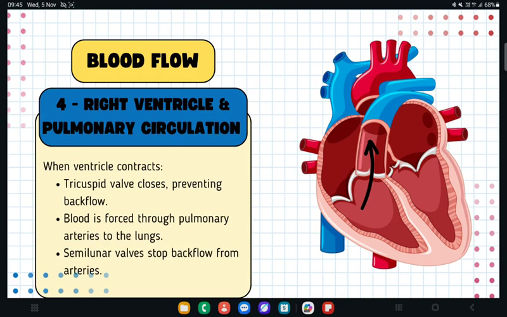The next part of circulation is the right ventricle and pulmonary circulation. When the ventricle contracts, the tricuspid valve closes, so it prevents the backflow of blood. Blood is forced through the pulmonary arteries to the lungs, and semilunar valves stop blood from flowing back from the arteries.